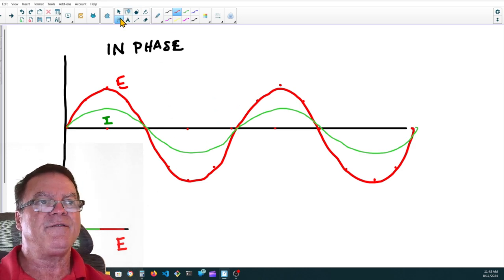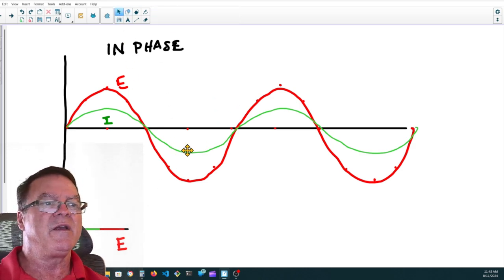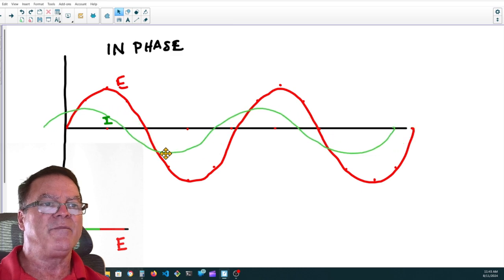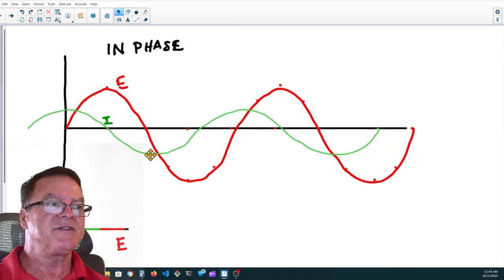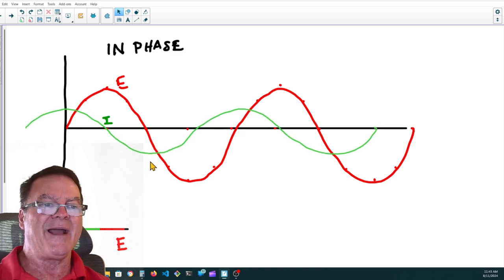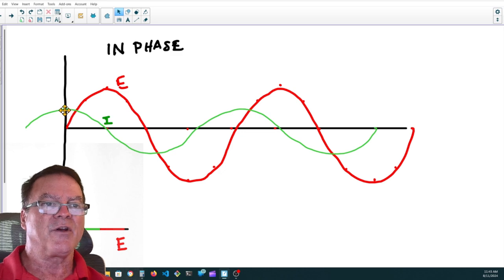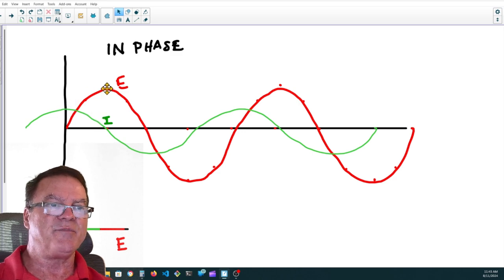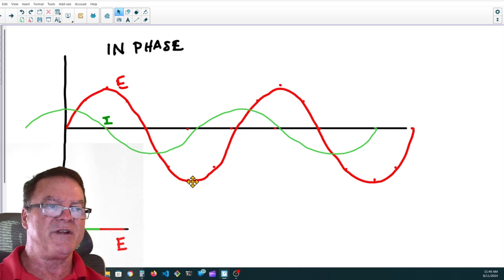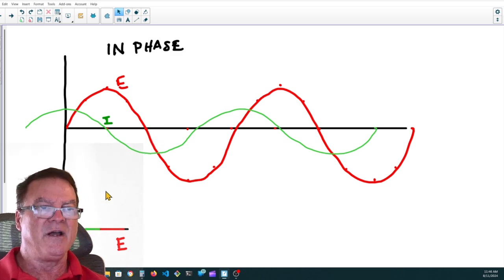However, if I have two waveforms where one of them is leading the other, and in this case, the current is leading the voltage by 90 degrees. The current is peaking and falling to 0, and 90 degrees after the current peaks, the voltage peaks. And 90 degrees after the current falls to 0, the voltage falls to 0. And 90 degrees after the current reaches peak negative value, the voltage reaches peak negative value.